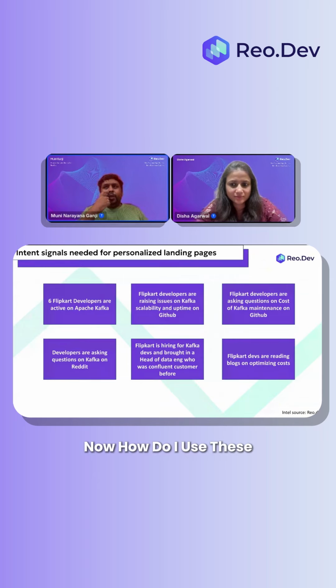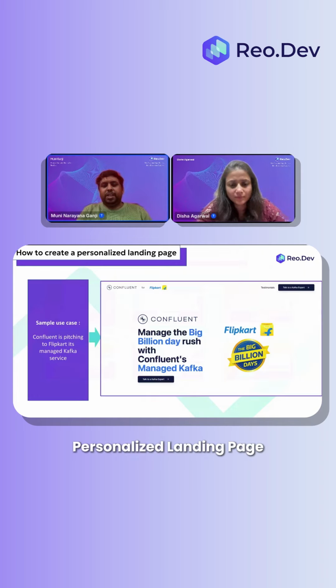Now, how do I use these intent signals and present them in a way to Confluent so that they can take interest or at least start a conversation with Confluent? Now, these are all the intent signals I have. Now, what we will do is create a personalized landing page for Flipkart from Confluent.